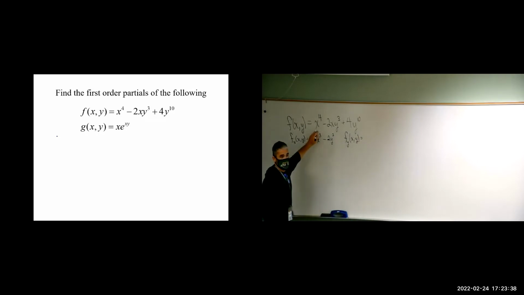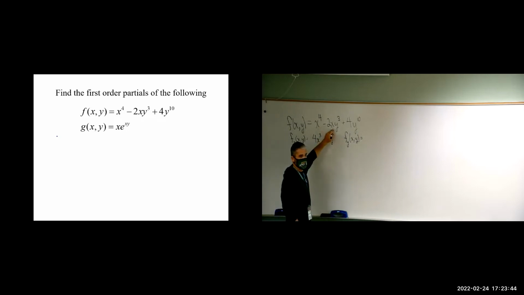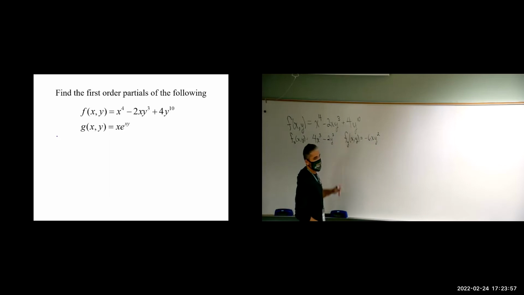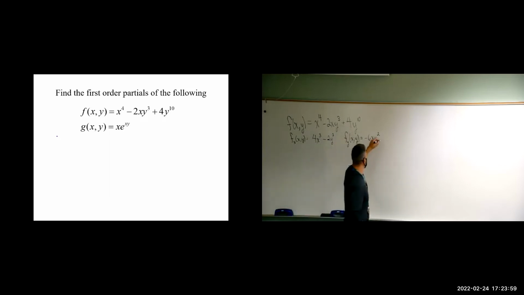Let's do y. Now this guy's a constant, so the derivative of that is 0. So I go to the next term. Minus 2x is a constant. So I'm just taking the derivative of y cubed, which is 3y squared. I'm going to multiply the 3 by the 2. So I got minus 6x y squared. And then we just have a basic power rule. So plus 40 y to the 9.